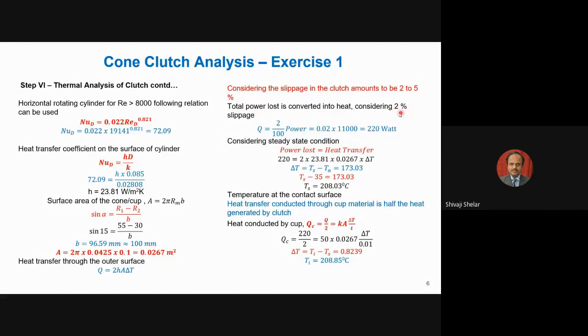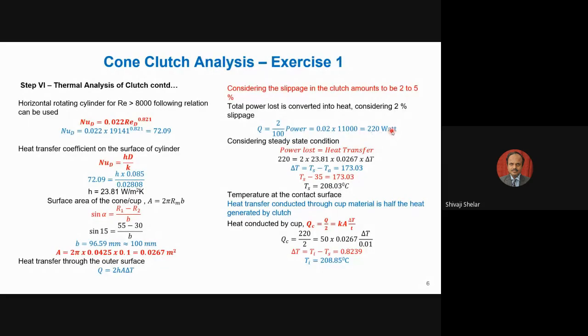So I am considering 2% slippage. So heat generated in the friction lining is equal to 2 by 100, that is 2%, multiplied by the power to be transmitted. The power we are transmitting here is 11 kilowatt. So 2% means 0.02 into the power in watt, that is 11,000 watt. So the amount of heat generated is around 220 watt. So this is the total heat generated.